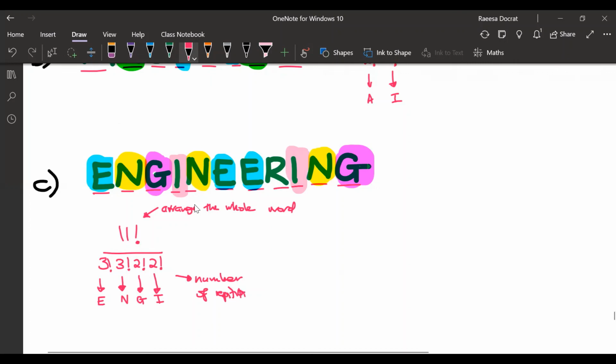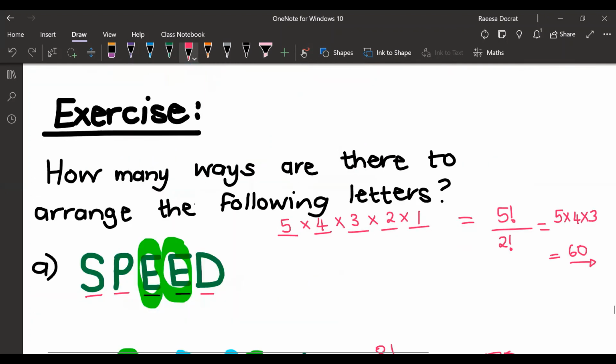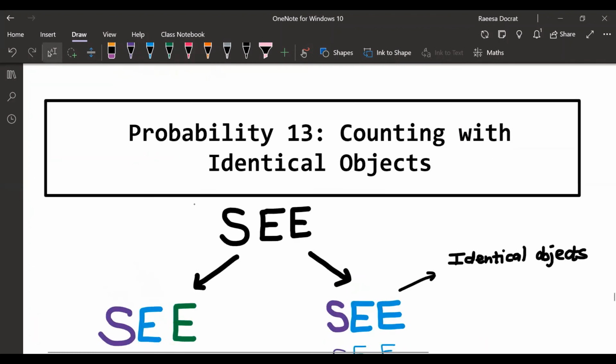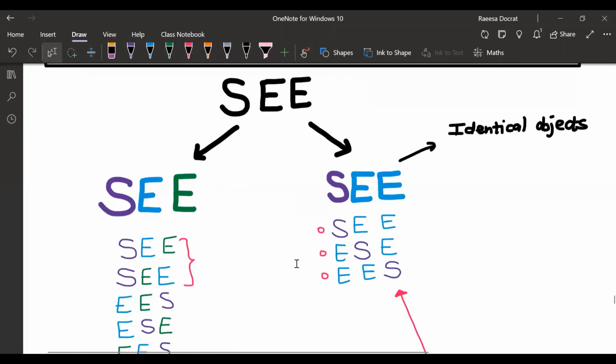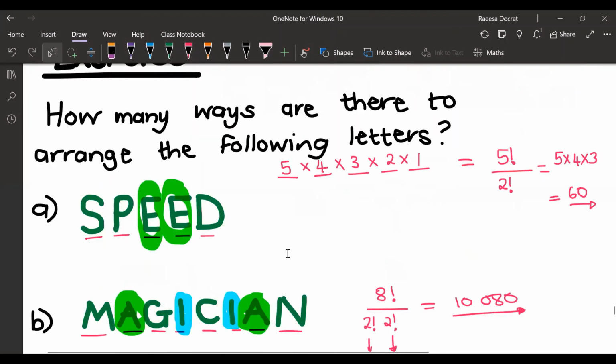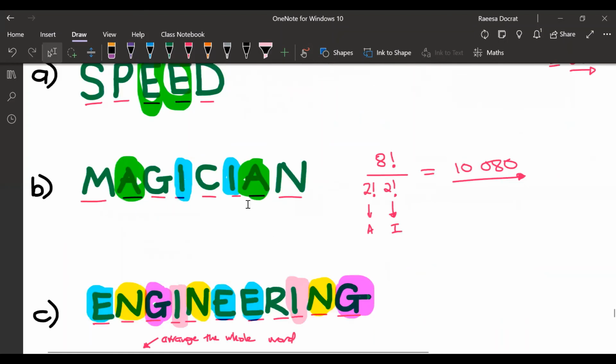You can calculate this by expanding it or typing it into your calculator, whatever you feel more comfortable with. It doesn't matter as long as you have the values correct. The number of ways of arranging the word ENGINEERING is 277,200. Very important, please make sure that you go over this video and you understand how to deal with identical objects. And every time you have identical objects, you account for them like this.